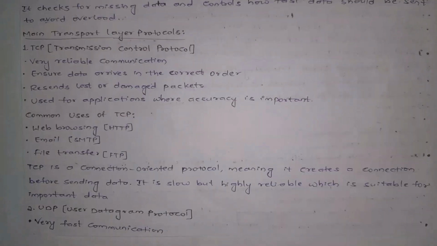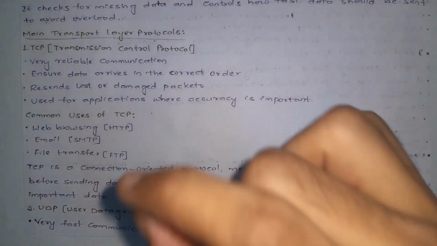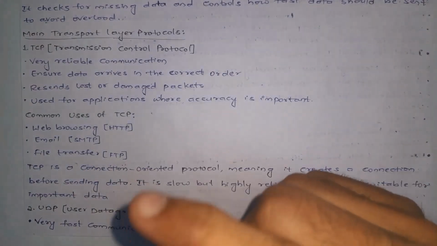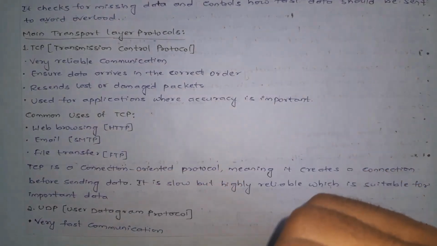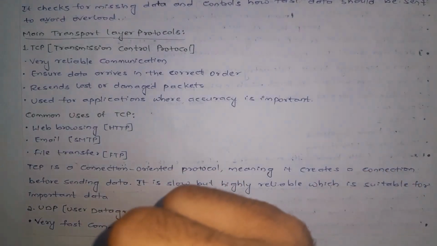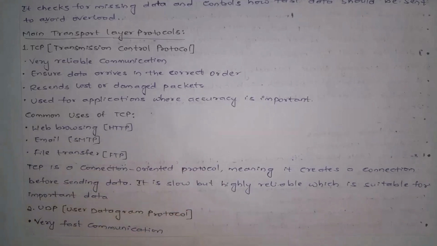There are some main transport layer protocols. The first one is TCP, where TCP stands for Transmission Control Protocol. TCP will make sure that data reaches the receiver correctly. For example, if the receiver receives wrong data, then TCP will send the data again. So TCP resends lost or damaged packets. As data is resent, accuracy is maintained. TCP is used in web browsing, email, and file transfer. For web browsing, we use the HTTP protocol. For email, the SMTP protocol. And for file transfer, the FTP protocol.